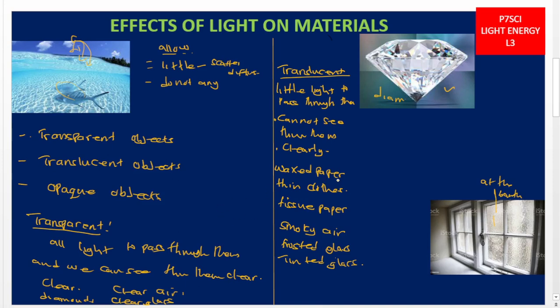So these are examples of the translucent: waxed paper, thin cloth, tissue paper, smoke air, frosted glass, and tinted glasses. They are translucent, they allow little light to pass through them, and we cannot see through them clearly.